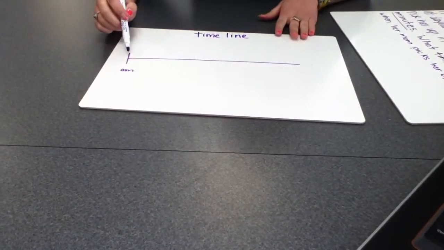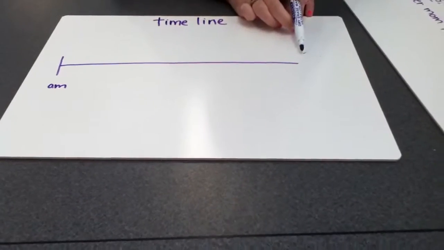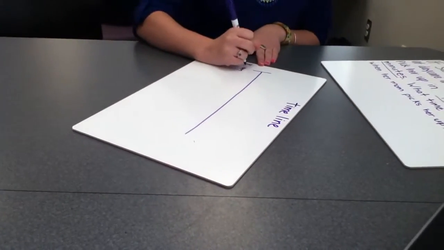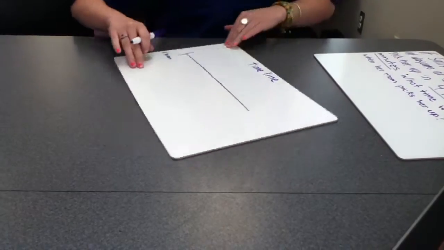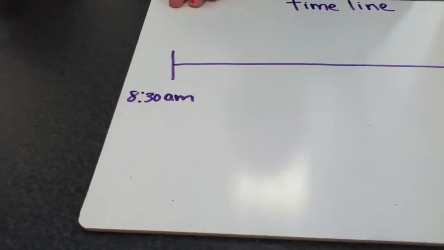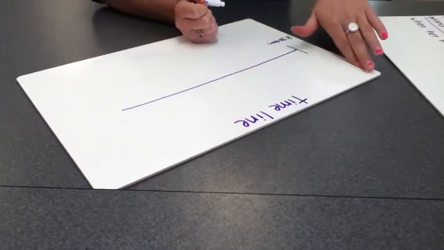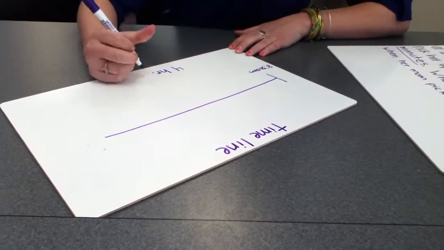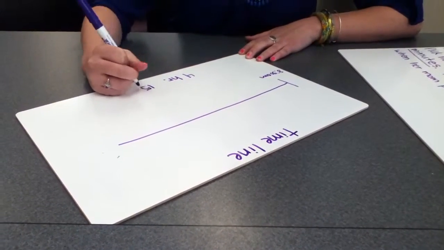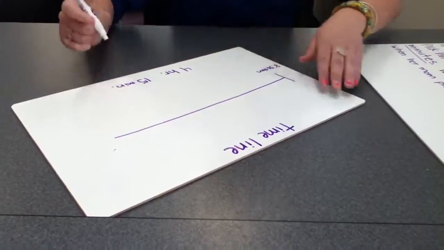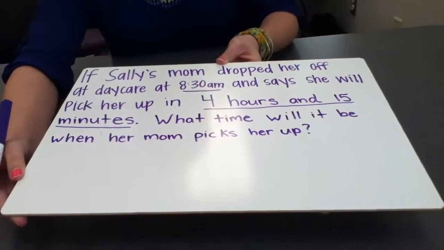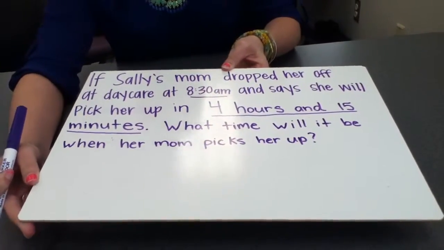On our timeline, I've started here, and I've left this open here because we don't know what time it's going to be when she's picking her up. So I'm going to write here 8:30 a.m. And so we know that that's our start time. And then I'm going to make a note for myself down here that she is going to be at daycare for 4 hours and 15 minutes, which again, we read in our word problem, and her mom says she's going to pick her up in 4 hours and 15 minutes.